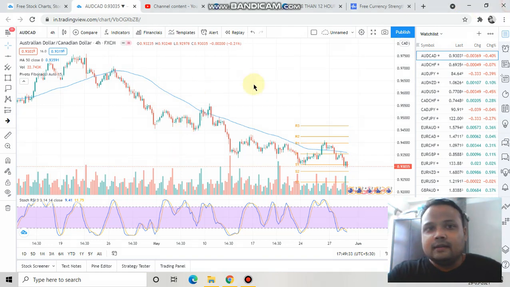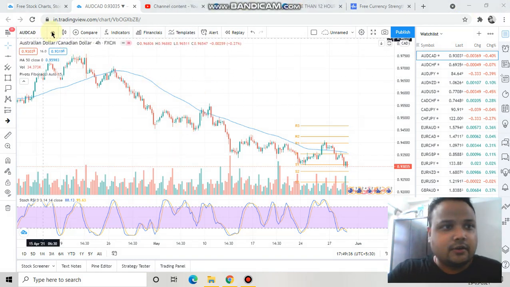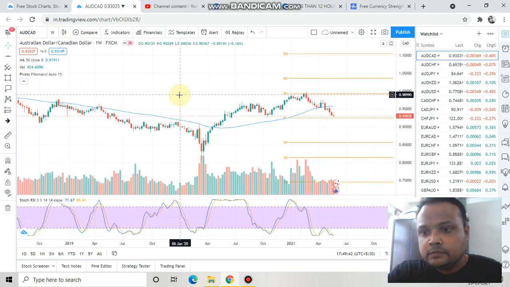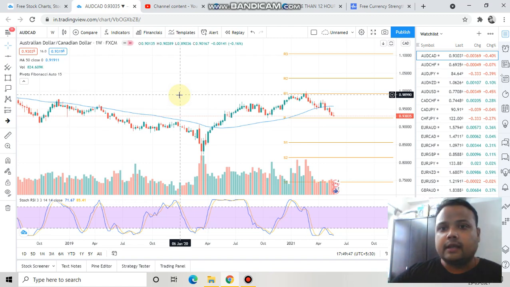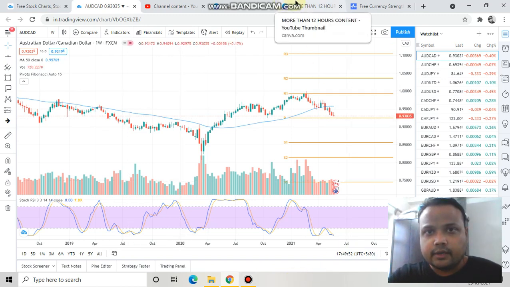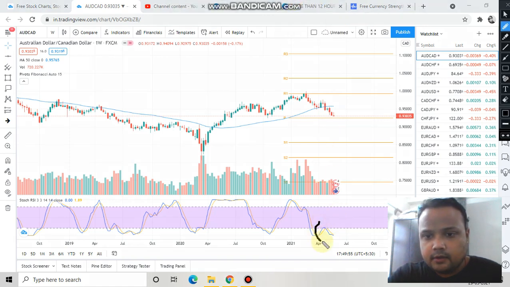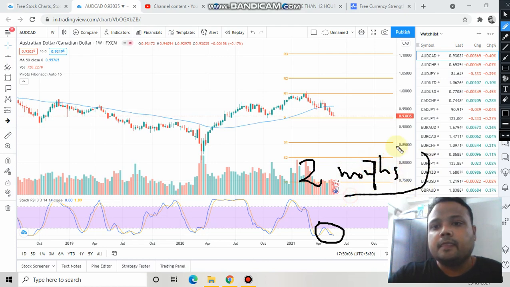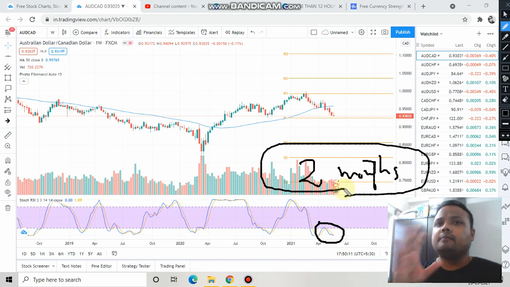Now let's look at the weekly chart and see how it is doing. If we look at the weekly chart, we are getting the same picture, that the market is in a downtrend and heavily oversold. We can see that the market is heavily oversold since April and almost May is finished. So for 2 months, the market is in the oversold zone. Therefore, there is a possibility that the market will bounce.